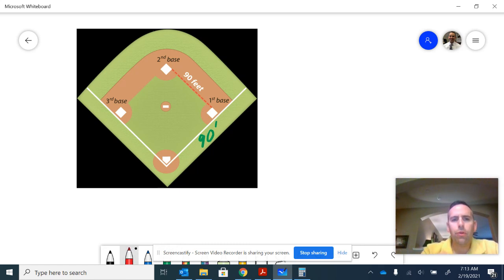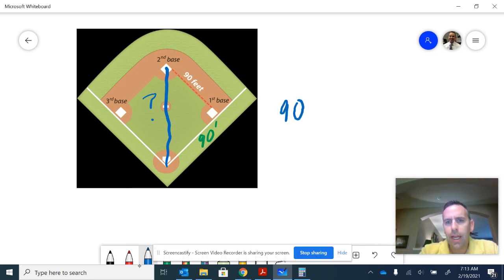So that would mean if you were to find the distance across the diamond, so if the catcher were to throw all the way to second base, for example, and you wanted to know how far that was, it would be nothing more than taking 90 and multiplying that by the square root of 2 and figuring that out. And that can be used anywhere in any context where you have a 45, 45, 90.